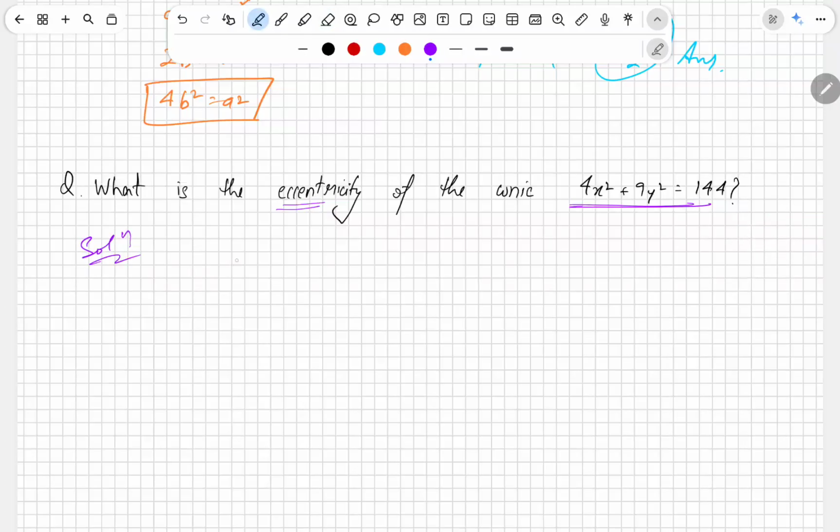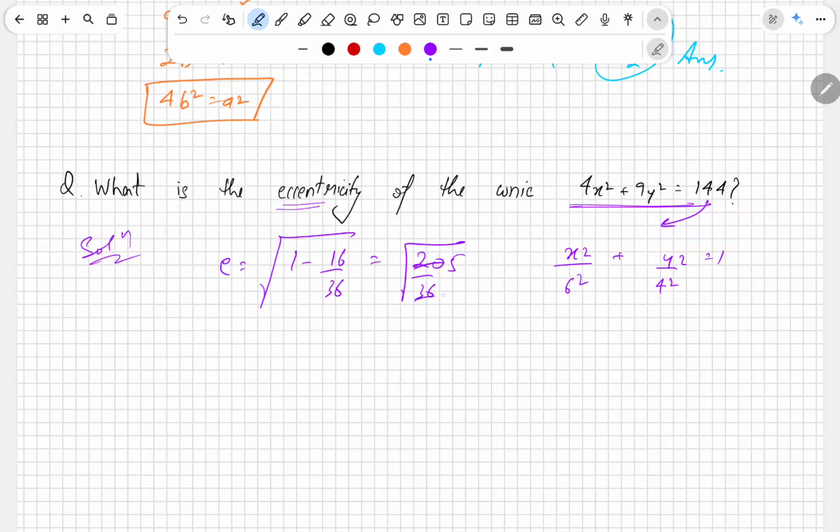Now let's have a look at the solution, which says taking 144 in the denominator, I'll get 4x square by 144 plus 9y square by 144 equals 1. 4 cancels this. I will get 36. 9 ones are 9 and 4 nines are 36, so I'll get 16 over here. This is 6 square, this is 4 square. Eccentricity is 1 minus small one, that is 16, big one is 36. 36 minus 16 is 20 by 36. 4 fives are 20, 4 nines are 36. So answer will be root 5 by 3.